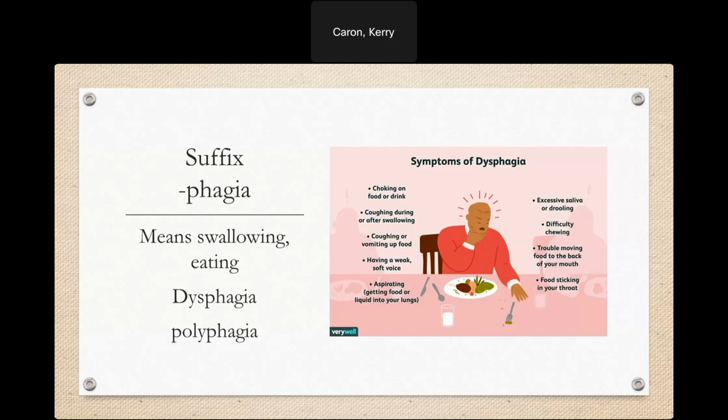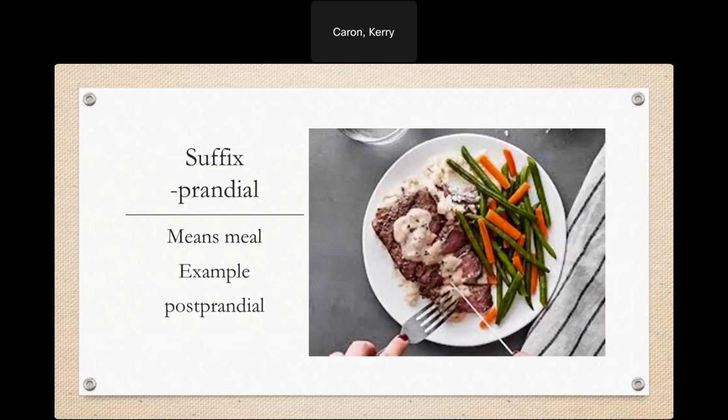Phagia with a G is swallowing or eating. So dysphagia is difficulty swallowing or eating. Polyphagia is many or much eating, so hungry all the time. Prandial is a meal, and usually you'll see this with medication orders. Postprandial being after meals.